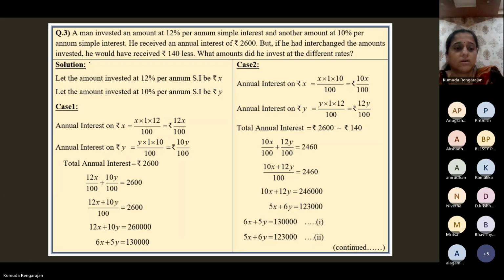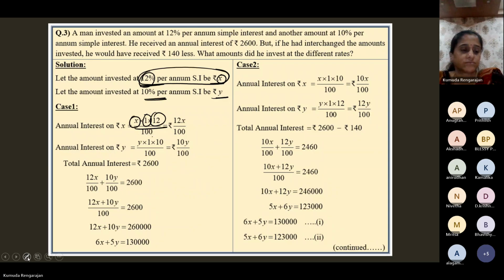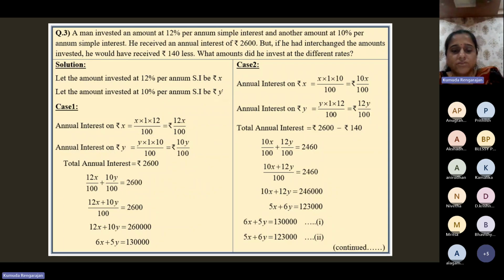So what has he done? He's invested X rupees at 12% and Y rupees at 10%. So what will be the annual interest here? PTR by 100. Principal X into time 1 year into rate 12% by 100. And here principal Y, time 1 year, rate 10% by 100.